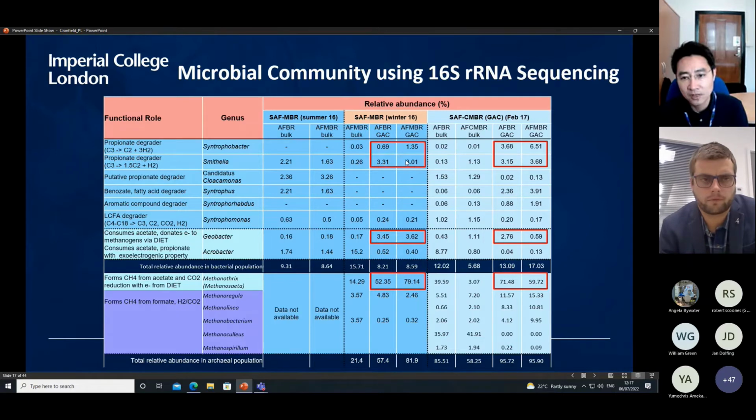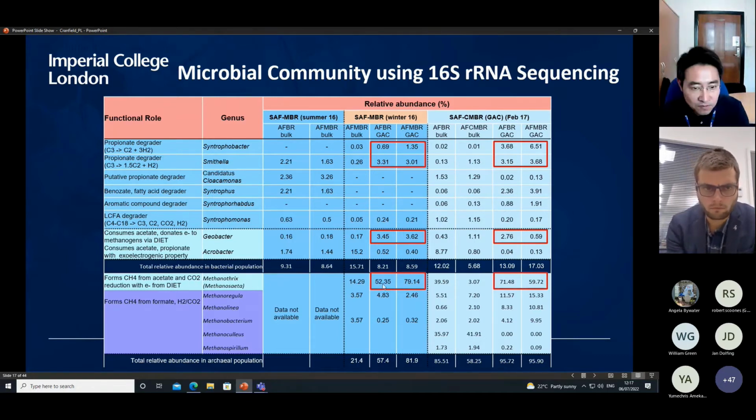Okay, so we found out the kinetics in low strength wastewater, and I just want to point out this is raw wastewater and this is lab scale. Okay, we just gave propionate and acetate. You can see that this guy, Smithella, has a good abundance. And then we have a good Methanothrix, both in pilot scale and lab scale, in high abundance. Yeah, you can see that the only one that stands out is Methanothrix.